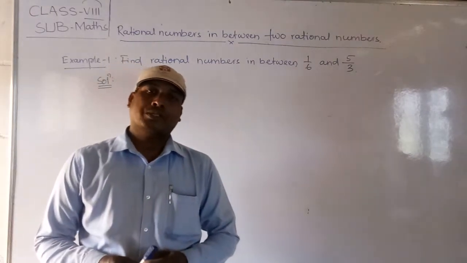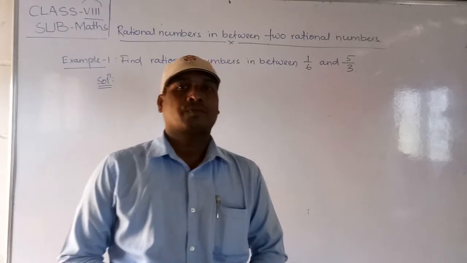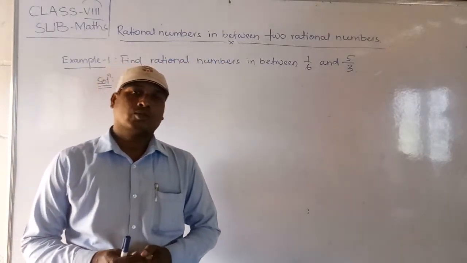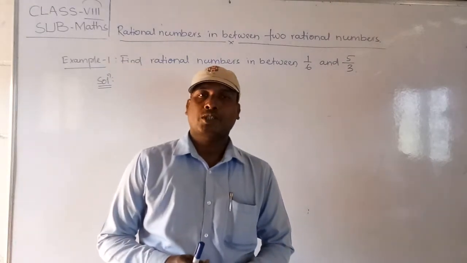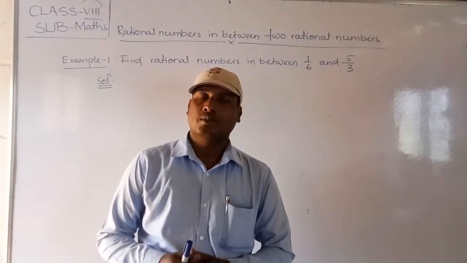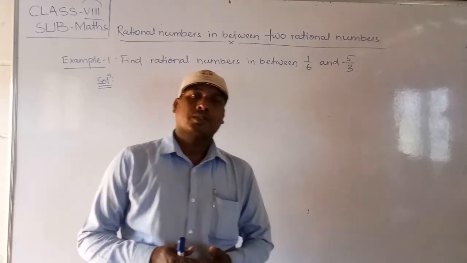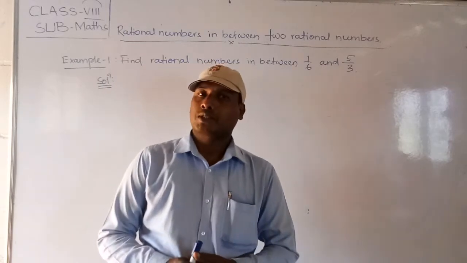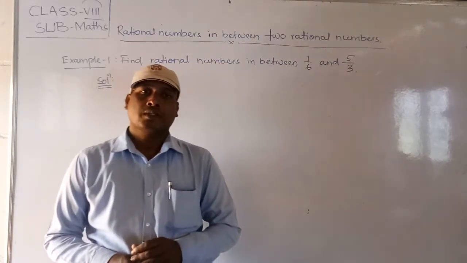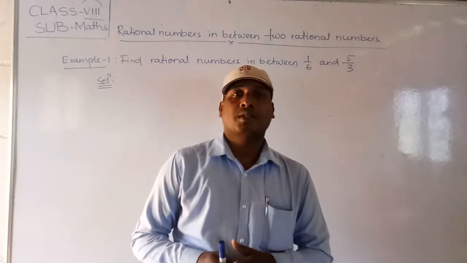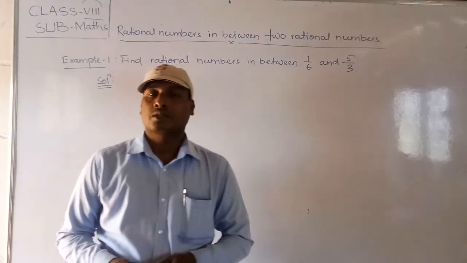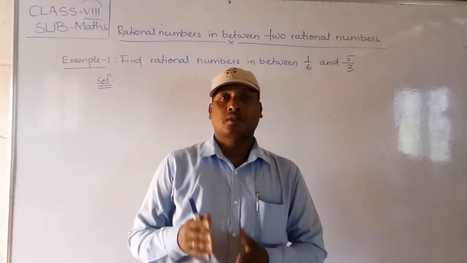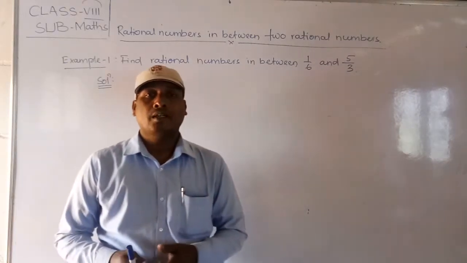Students, today we are going to continue the first chapter, rational numbers. In previous classes we have already discussed different properties like the closure property, commutative property, associative property, and distributive property of the rational numbers. Today we are going to discuss what the rational numbers between two rational numbers are. One more thing you should remember: there are infinite rational numbers between two rational numbers. Be very careful, once again I will repeat. There are infinite rational numbers in between two rational numbers.